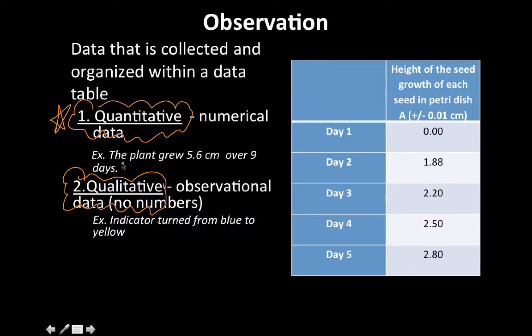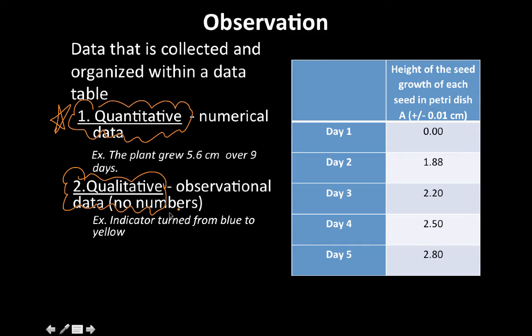This is numerical data. The plant grew 5.6 centimeters over 9 days. Those are kind of things that are indisputable as long as your procedure was designed pretty well, and they provide good data to analyze. Our qualitative data is still data that tells us something.